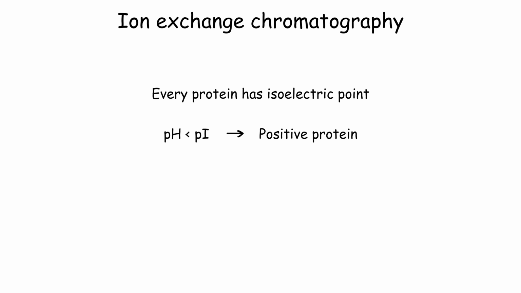For proteins, this becomes extremely powerful. Every protein has something called an isoelectric point. If the pH is below its pI, the protein carries a positive charge. If the pH is above its pI, the protein carries a negative charge. By carefully choosing the pH and salt gradient, we can separate proteins that differ by even a single charge unit.